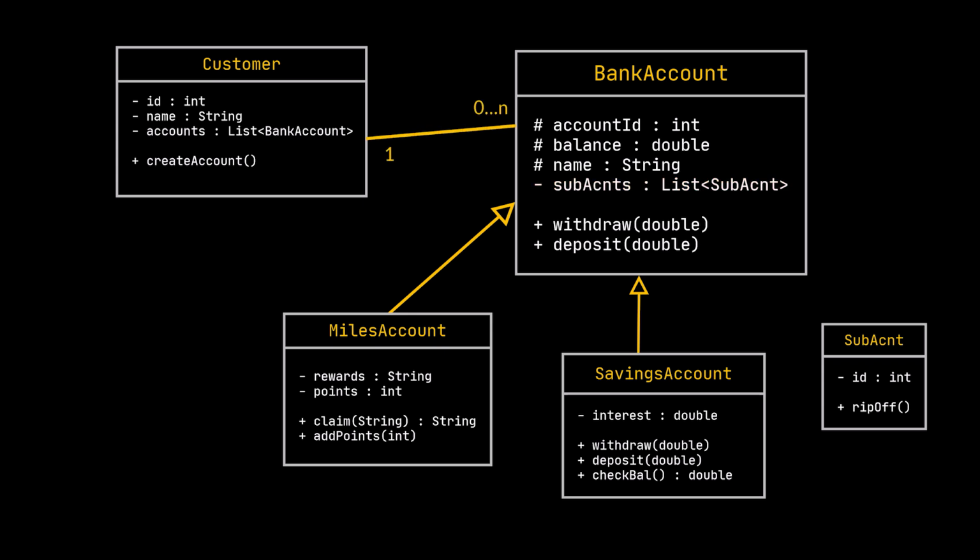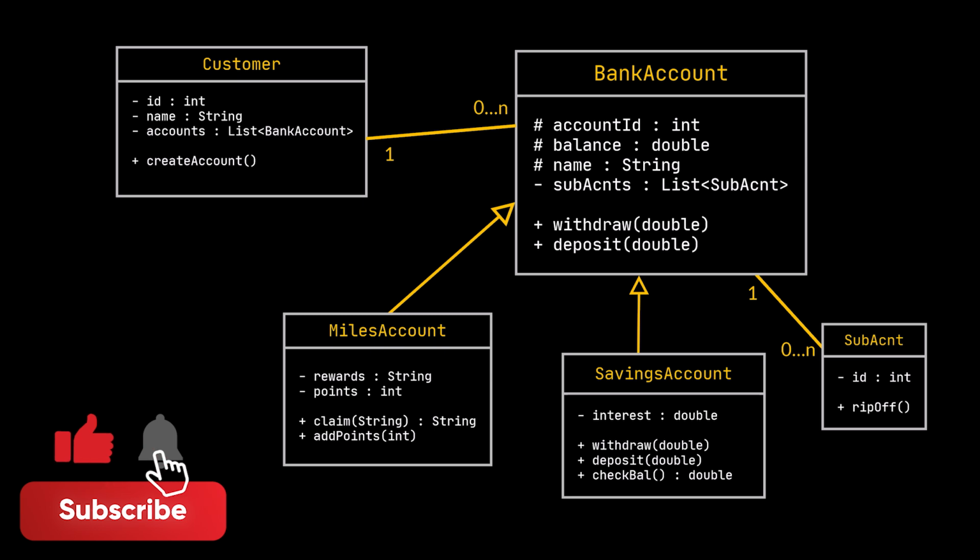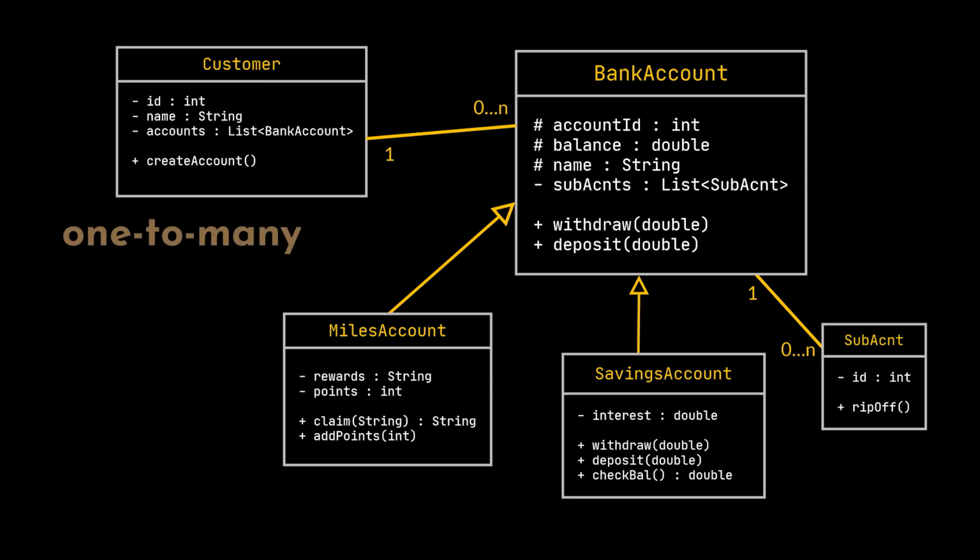A customer can have multiple bank accounts, but a specific bank account can only belong to one customer. The same applies to the sub-account class. A specific sub-account can only belong to one bank account, but any given bank account can have multiple sub-accounts. This is referred to as a one-to-many relationship. We should also be aware of the many-to-many or the one-to-one relationships. These define an association between our objects.